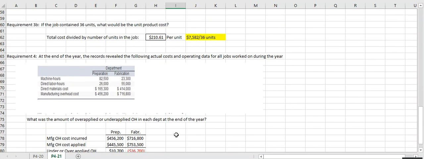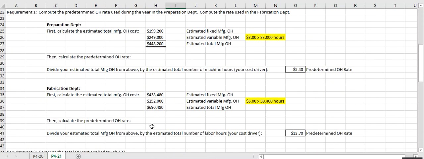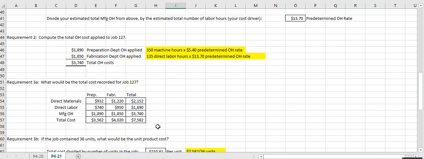Hopefully this helps. Feel free to use the template. Your numbers are going to be different, so make sure when you do the calculations, depending on if something's over or under applied in some of these cases, you might have to change a little bit around or tweak the template. But in general, this should be something you can work with.